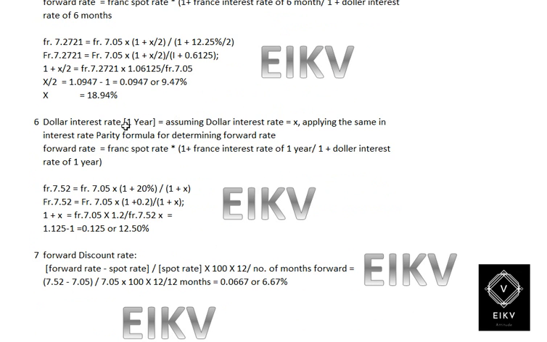Now going ahead with the dollar interest rate for 1 year, assuming the dollar interest rate is X, and applying the same in the interest rate parity theorem, the forward rate equals the France per dollar spot rate multiplied by 1 plus France interest rate of 1 year divided by 1 plus dollar interest rate of 1 year. It would be 7.52 equals 7.05 into 1 plus 20 percent divided by 1 plus X, and by solving the equation the interest rate would be 12.5%.